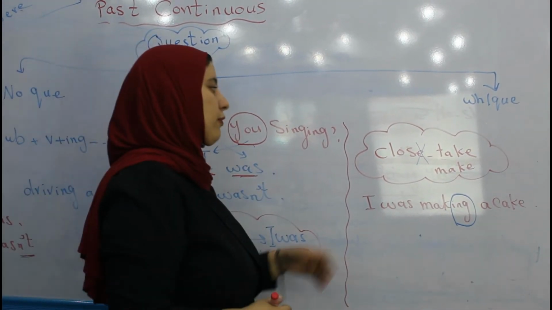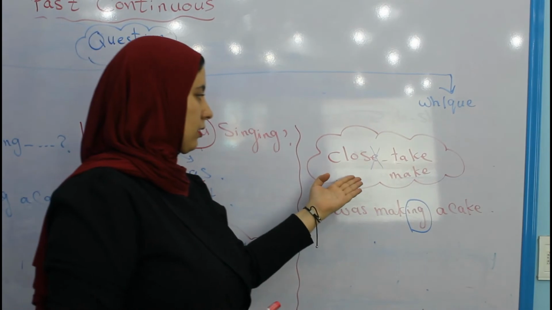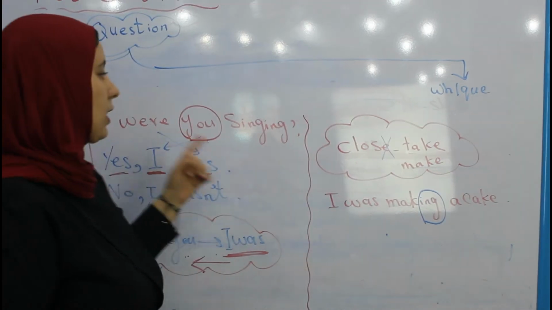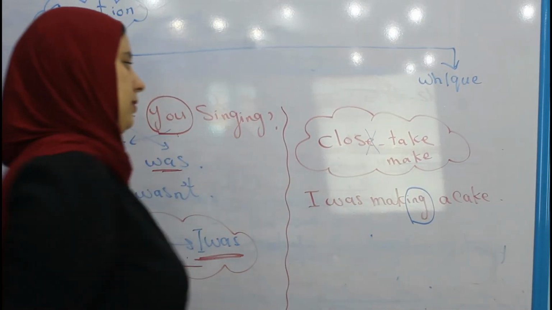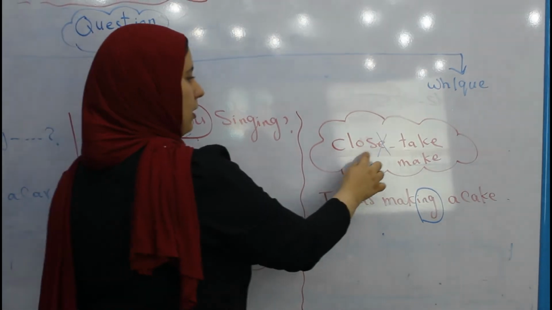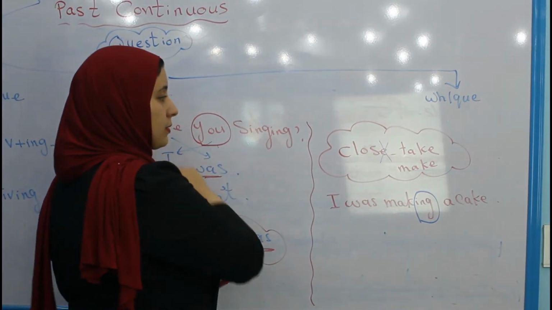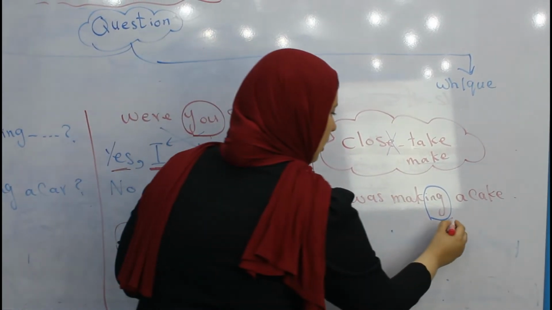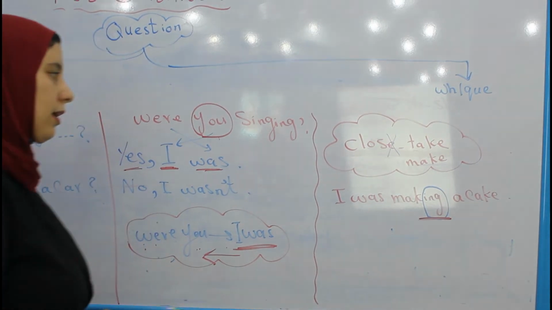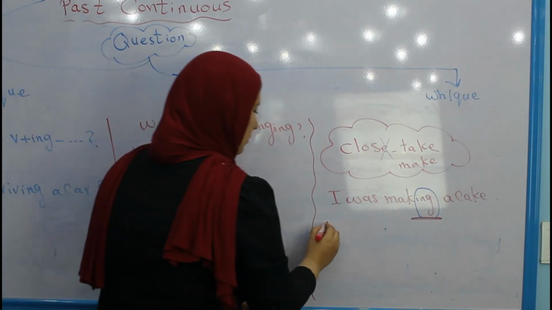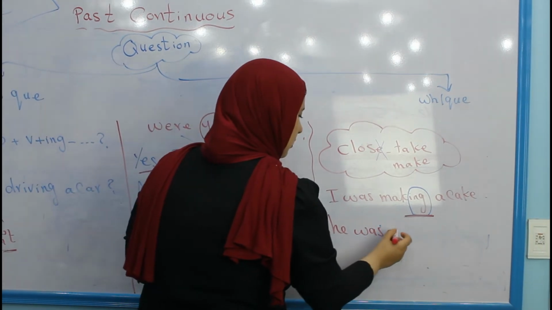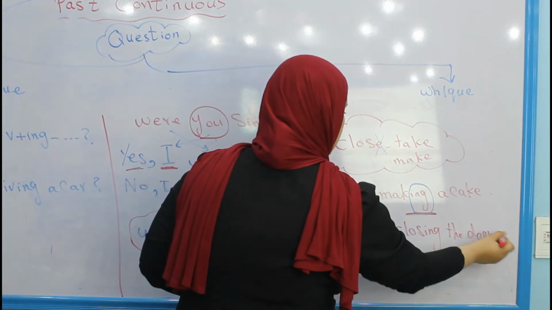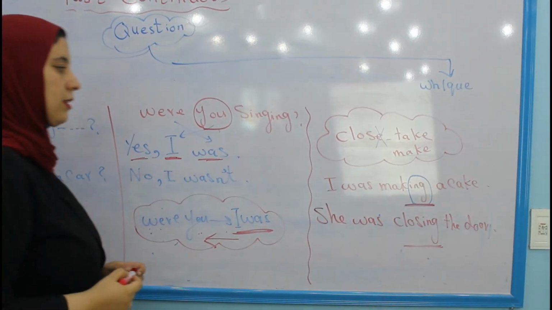Notes. If we have a verb that ends with E, for example close, take, make, in past continuous we drop the letter E. For example, I was making a cake. Here we dropped the letter E. She was closing the door. Here we drop the letter E.